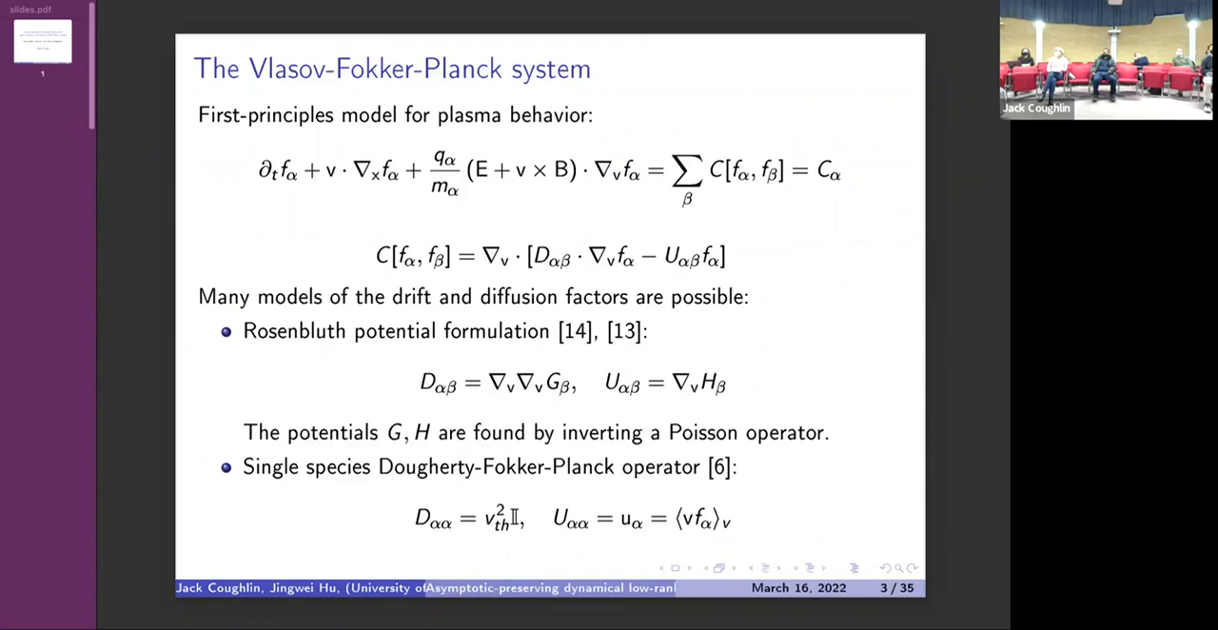There are many possible models for these two factors, the drift and diffusion coefficients. Classically, there's this Rosenbluth potential formulation, which is actually equivalent to the Landau integral differential operator. And you can find these potentials by inverting a Poisson operator. More simply, you can consider a single species case. This has been called the Dougherty-Fokker-Planck operator, where here I've got an isotropic diffusion and a drift, and the coefficients here are just determined from the moments of f, the second and first moments of f, respectively.